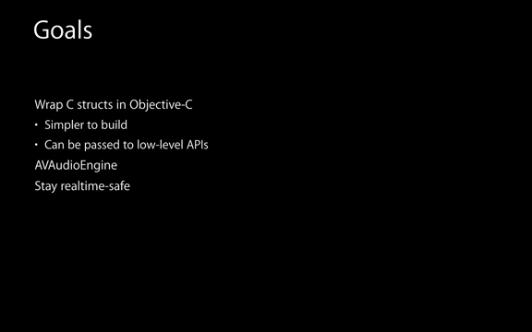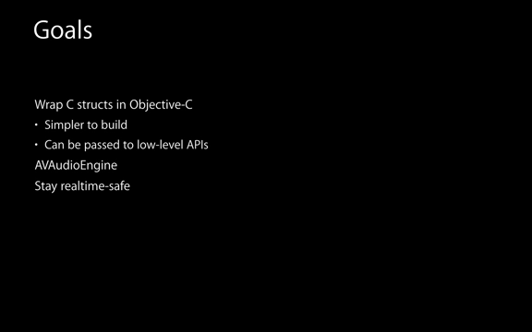We're going to, in many cases, wrap our existing low-level C structures inside Objective-C objects. And in doing so, these lower-level C structures become easier to build, but we can also extract them from our Objective-C objects and pass them to the low-level APIs we might already be using. And this is a philosophy we use also with the AV Audio Engine, which we'll be examining in more detail in the next session here.